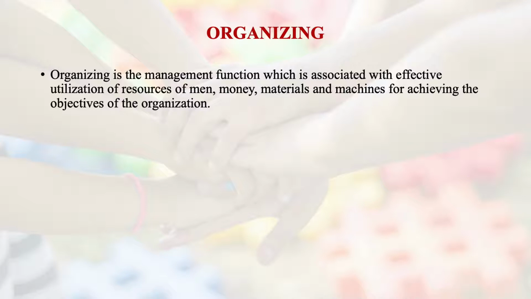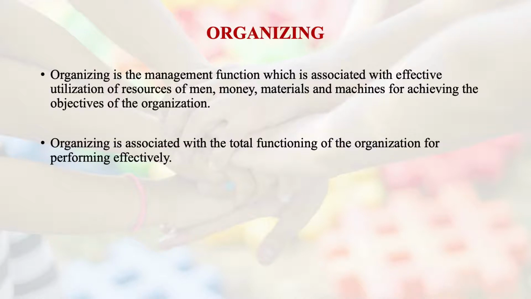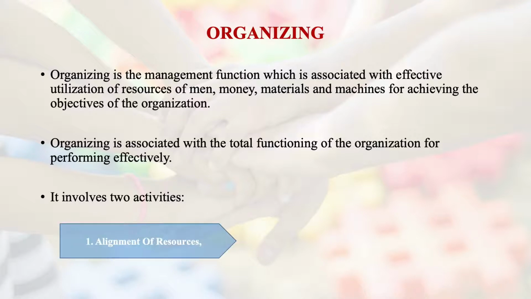So when we talk about organizing as the management function, it is associated with the effective utilization of resources. Resources can be in form of men, money, labor, machines. Now these are the major things and materials, of course. So for achieving the objectives of the organization, that is the crux of the whole story. So organizing is associated with the total functioning of the organization for performing effectively, and it involves two activities basically. First is the alignment of resources, and this again includes the planning part. The second part is the optimal utilization.